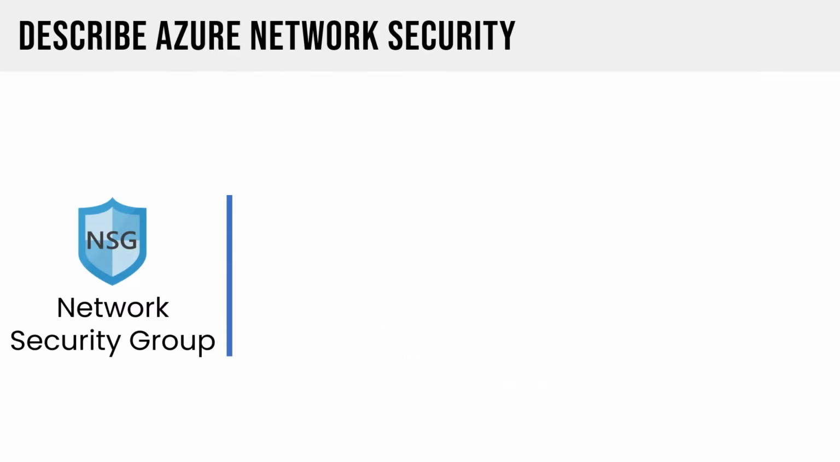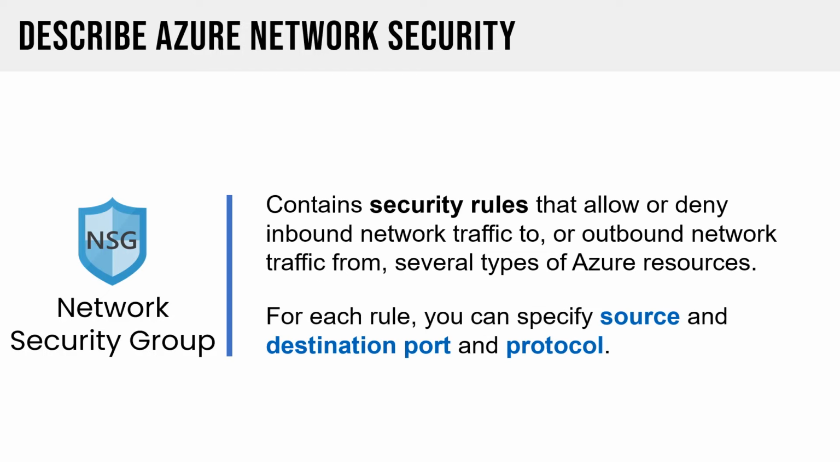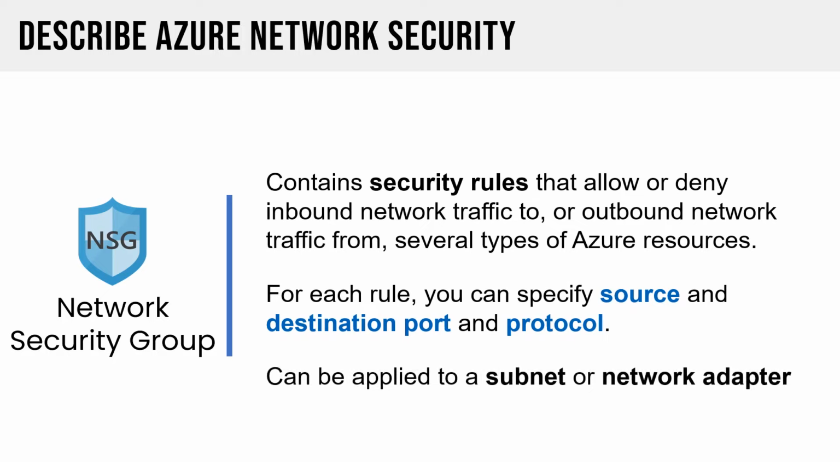We'll start with network security groups. A network security group contains security rules that allow or deny inbound traffic to or outbound traffic from several types of Azure resources. So you'll find that for each rule you can specify a source and a destination port, so source port, destination port, and protocol. And you can have inbound and outbound rules, and you can apply a network security group to a subnet or a network adapter. Sometimes you'll hear a network adapter called a NIC.